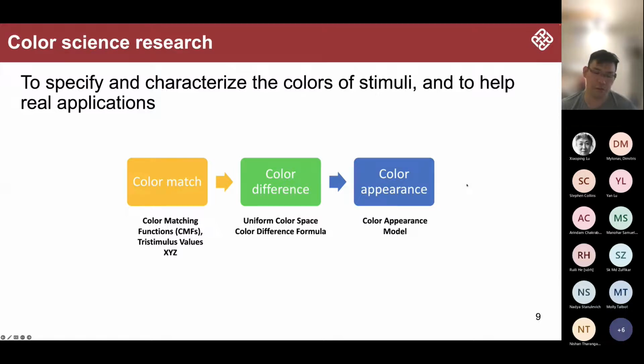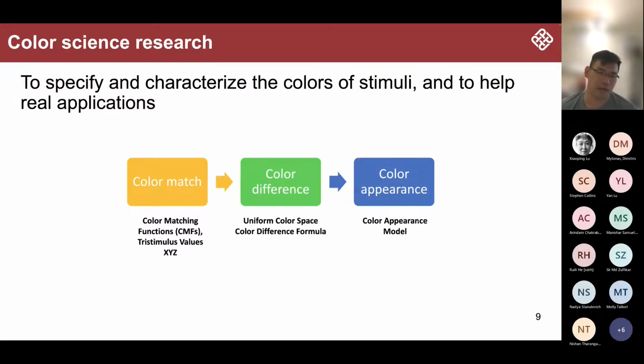And then in color science, we developed different tools. For color match, we are talking about the color matching functions, or the tri-stimulus values. To characterize the color difference, we have the uniform color space and also the color difference formula, so we try to use a numerical value to quantify the color difference. And for color appearance, we have the color appearance model. The input is still the tri-stimulus values with the viewing condition, and the output will be numerical values to characterize the different color attributes. And this is what all color scientists have been working on.